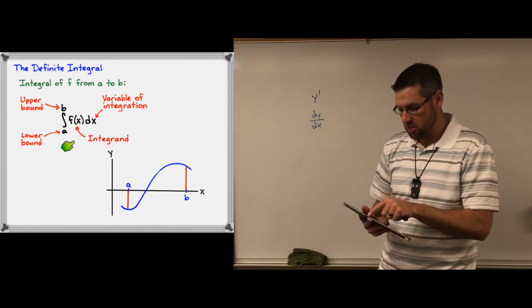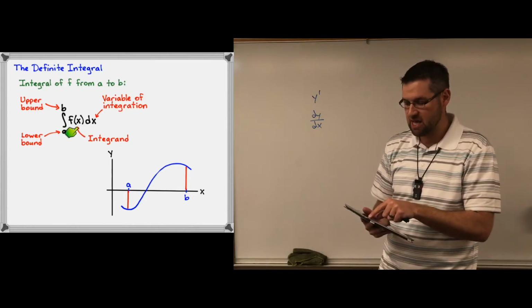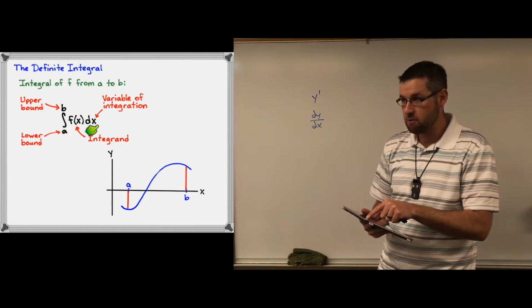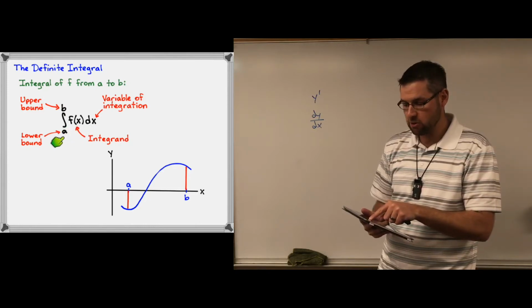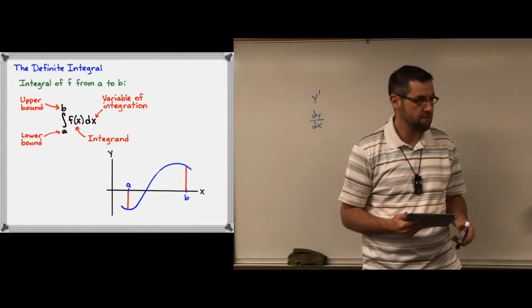You're saying f of x times dx is the area of the rectangle. We are summing the area of the rectangles where the rectangles start at A and end at B. You guys got that? Okay.